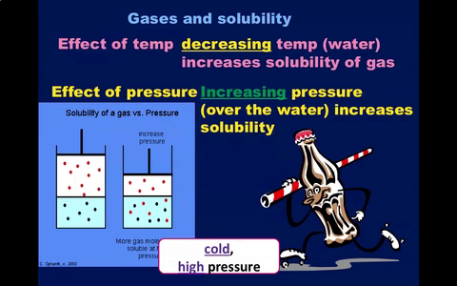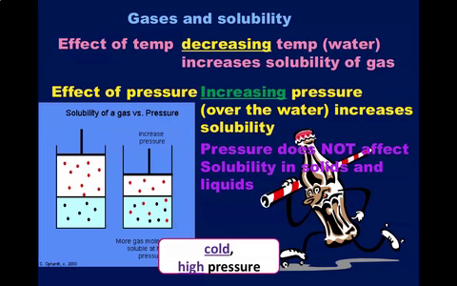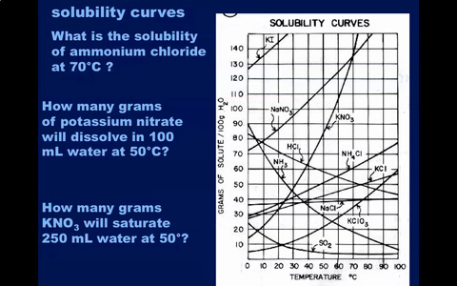So the best solubility conditions for a gas are cold temperature and a high pressure. Pressure, however, does not affect solubility in solids and liquids, only gases. So this chart is called a solubility curve, and as you can see, you can put lots of different substances on the same chart and just label what compound each line represents.